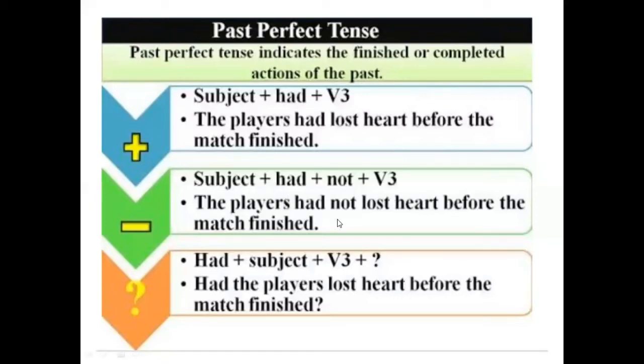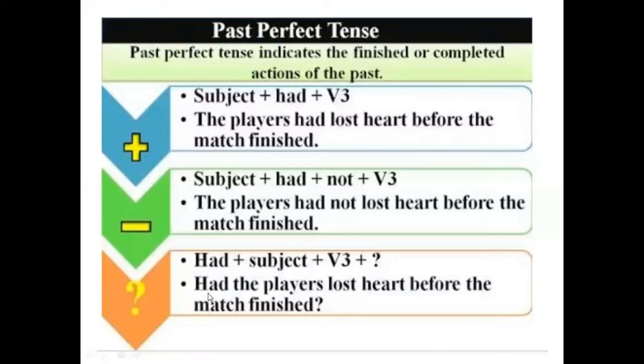Clear? Now, the interrogative sentence. Had plus subject, then the third form of the verb, then object, and then at the end we use the sign of interrogation. For example, had the players lost heart before the match finished? Sign of interrogation. Very first we use the helping verb.